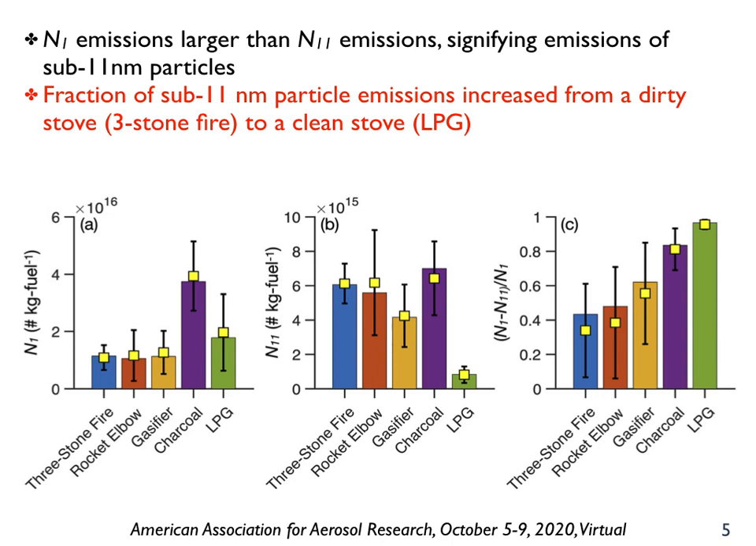This result figure compares the emission factors on a kilogram fuel basis for all 5 cookstoves. The N1 emissions were larger than the N11 emissions, as witnessed by the different y-axes in panels A and B. This again points to significant emissions of sub-11 nanometer particles by all cookstoves. When examining the emissions of sub-11 nanometer particles as a fraction of the total number, we found that cleaner cookstoves, shown in panel C, had an increasingly larger fraction of their particle emissions at sizes below 11 nanometer.